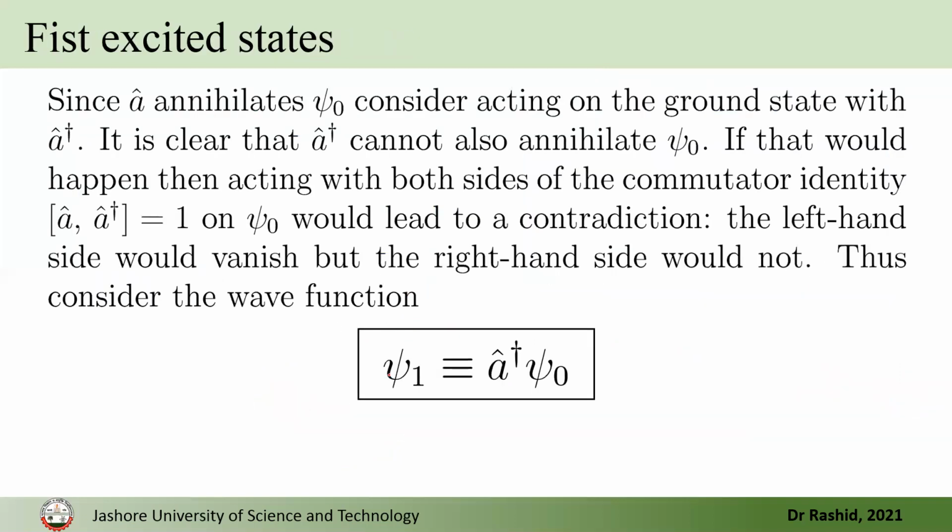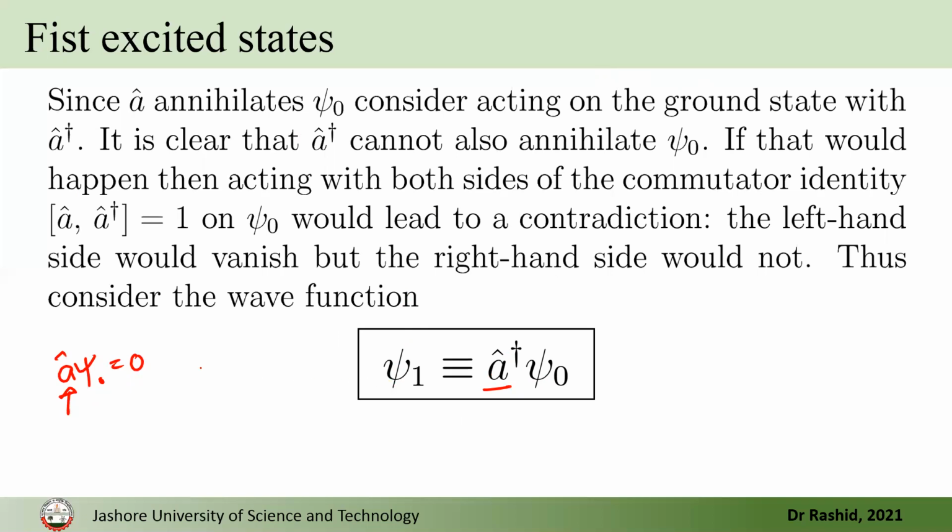Now let's define the first excited state to be A hat dagger psi 0, because we know that when A hat operates on psi 0, it gives us 0. So we cannot build the second excited state or the third excited state with A hat. That's why we assume that the excited state can be built when A hat dagger operates on the ground state wave function.